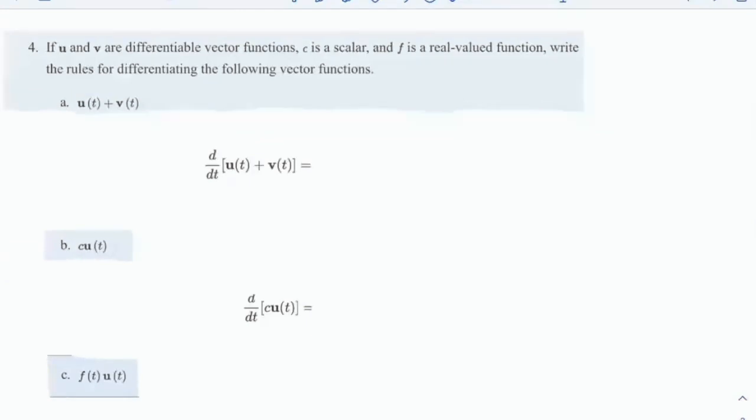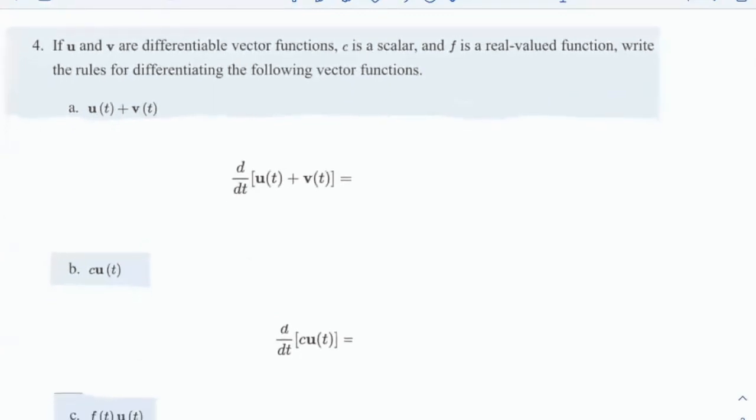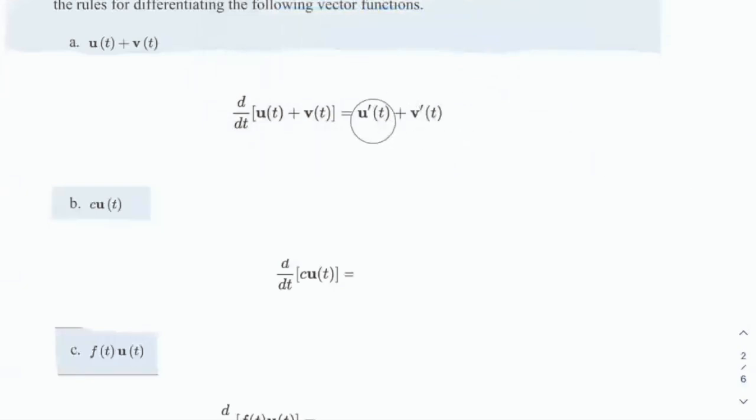This one is easy. If u and v are differentiable vector functions, which means the derivative exists, and c is a scalar, which is like a real number, and f is a real valued function, which means the output of this function will be real numbers, write the rule for differentiating the following vector functions. If you differentiate the sum of these two vector functions, then the sum law tells you what we get here. That's equal to u prime of t plus v prime of t. So the derivative of the sum is the sum of the derivatives.